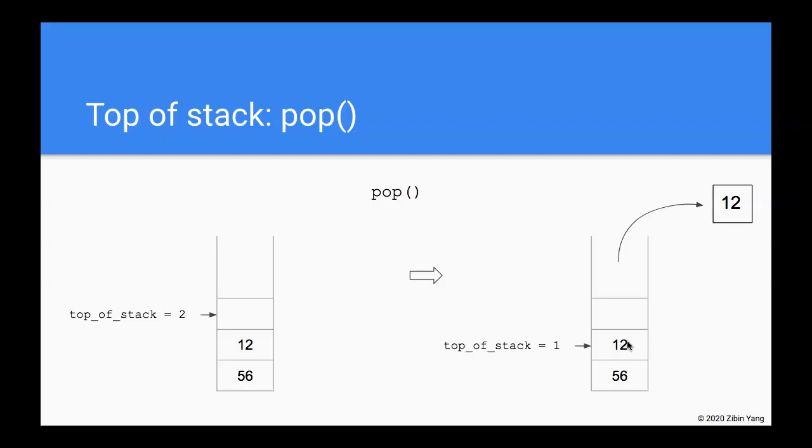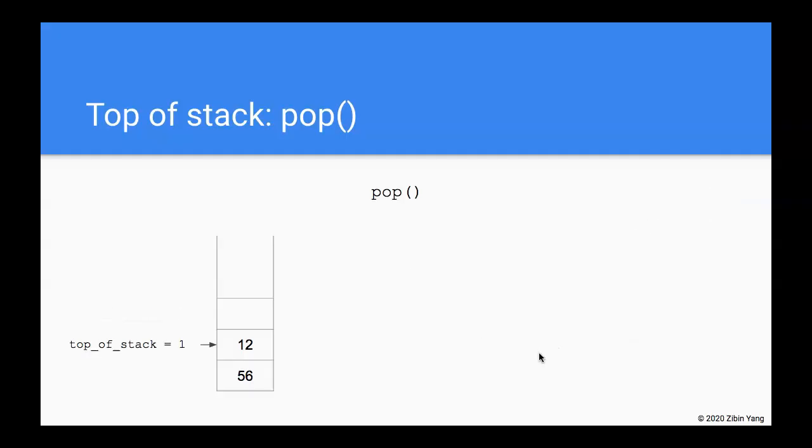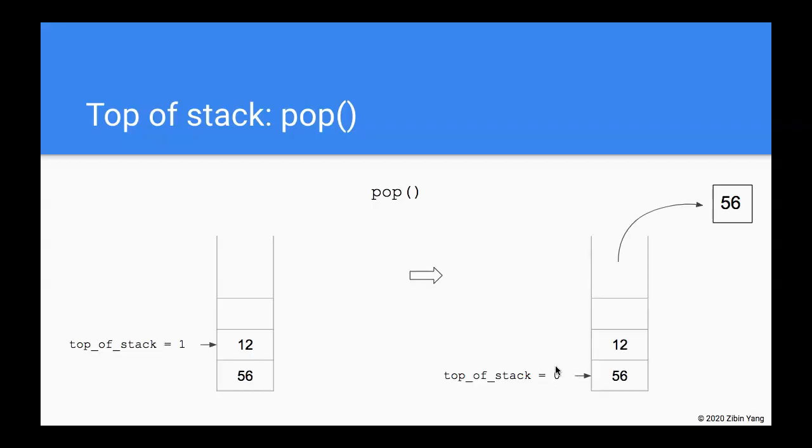Another thing to note is that we don't necessarily have to physically remove the number 12 from the stack, as long as we decrement top of stack properly. When we want to pop the next one, we would again just decrement top of stack by 1. Now it's pointing to 0, and we will return the item at index 0, which is 56.